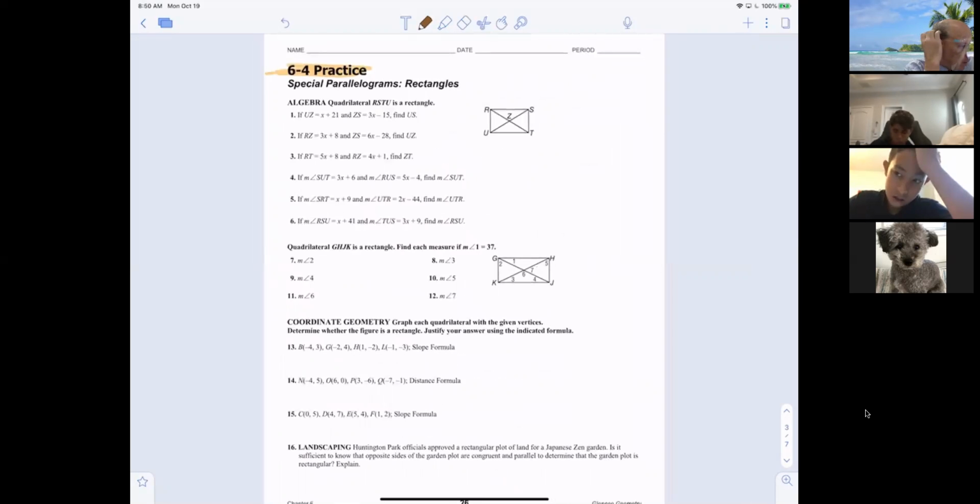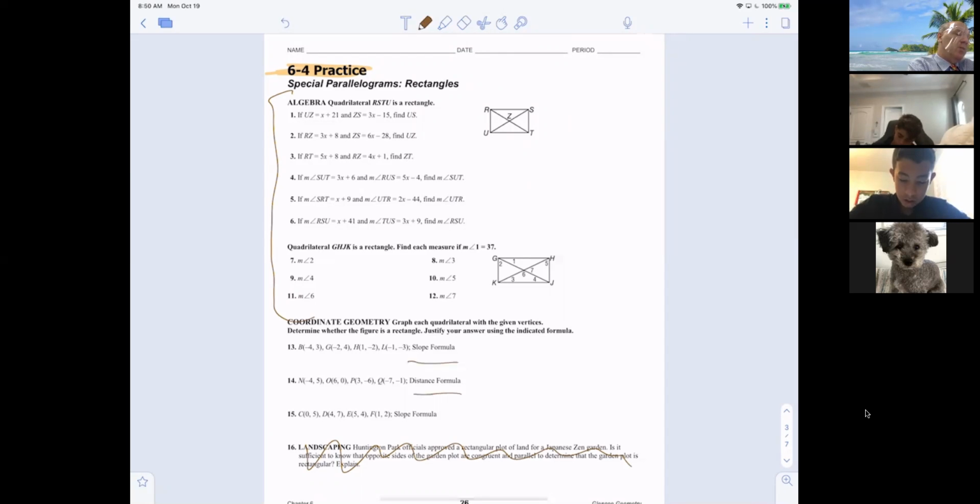I don't care about the landscaping problem. But I do want you to be able to do everything else. So you got 15 minutes. I think with 15 minutes, you should easily be able to get 1 through 12 done. And then create a paper with graph paper and plot them and figure out using the slope and the distance formula, just what we did earlier, whether or not those are rectangles.